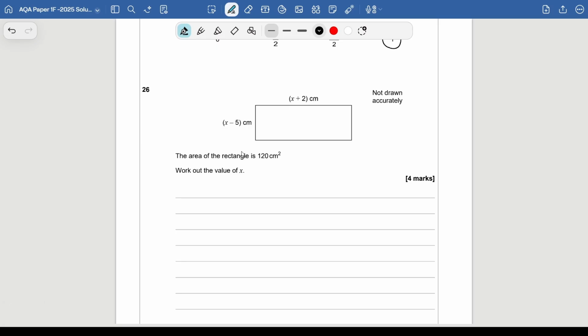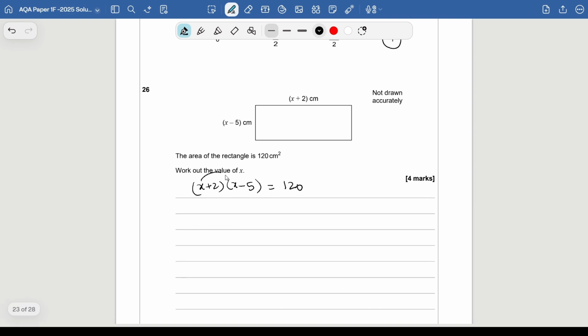The next question: there is a rectangle here with the dimensions. The area of the rectangle is 120 centimeters squared. Work out the value of x. So the area will be length times width, where the length is x plus 2 and the width is x minus 5. This is equal to 120, it's given in the question. You have to solve this equation to get the value of x.